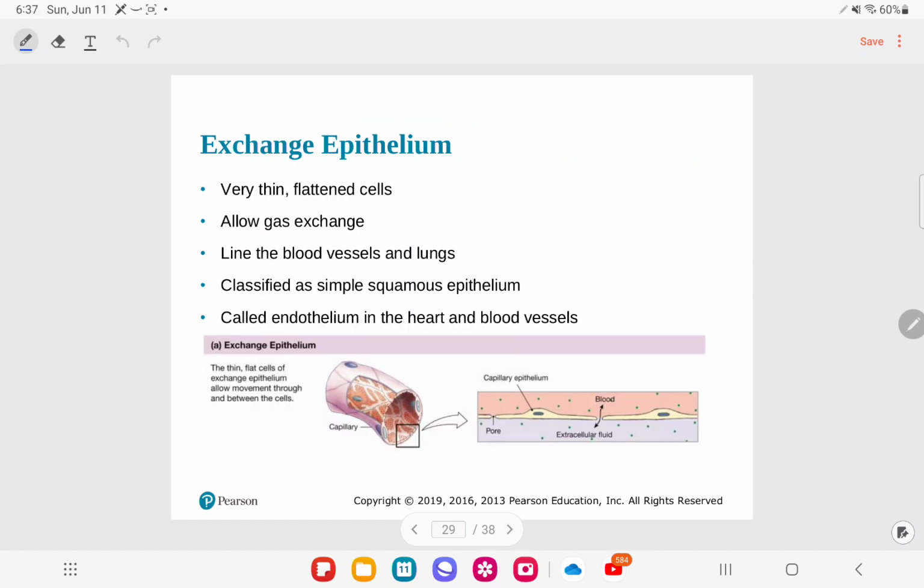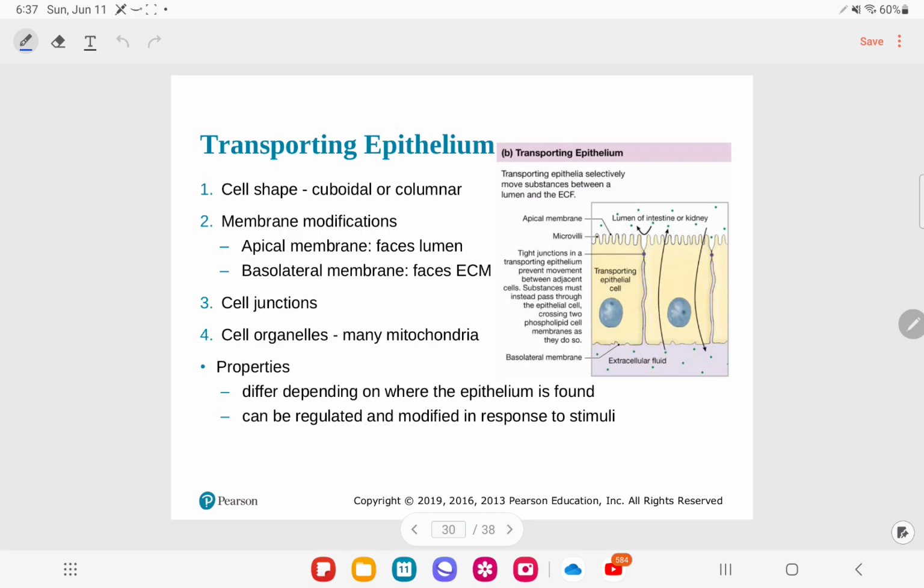Exchange epithelia are very thin, flattened cells. They allow gas exchange. They line the blood vessels and lungs. These are classified as simple squamous epithelium, and it's called endothelium in the heart and the blood vessels. Very, very thin for gas exchange.